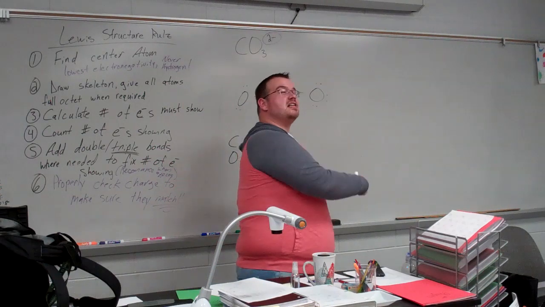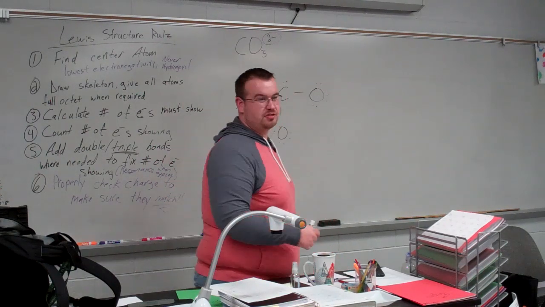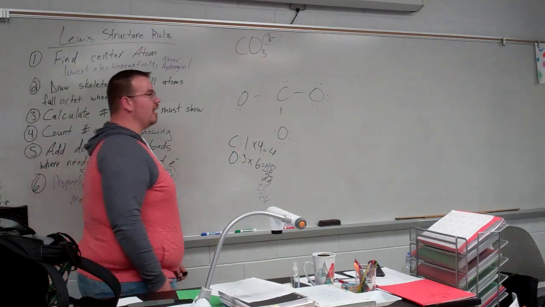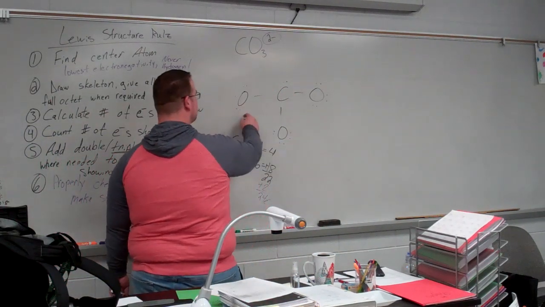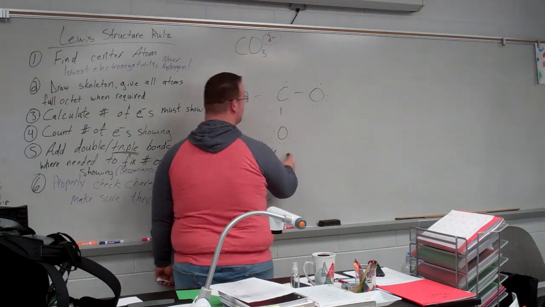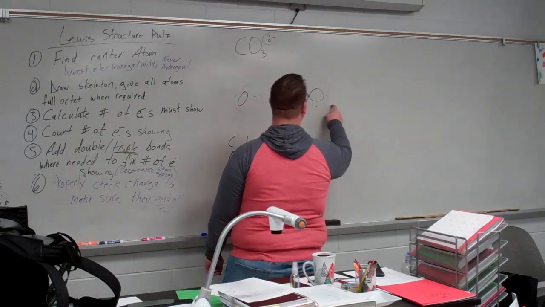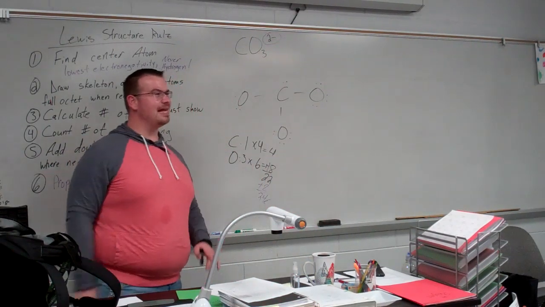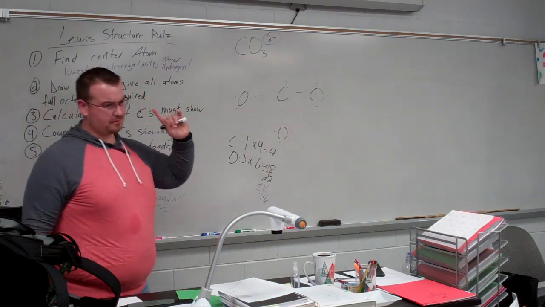I'm going to finish this just for video's sake, since we're right here. So we can only show 24 electrons. You count it up: 1, 2, 3, 4, 5, 6, 7, 8, 9, 10, 11, 12, 13, 14, 15, 16, 17, 18, 19, 20, 21, 22, 23, 24, 25, 26. Showing 26, we're showing too many. So we've got to throw in a double bond.